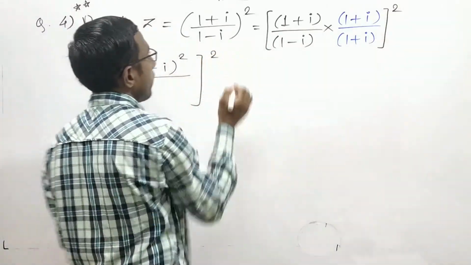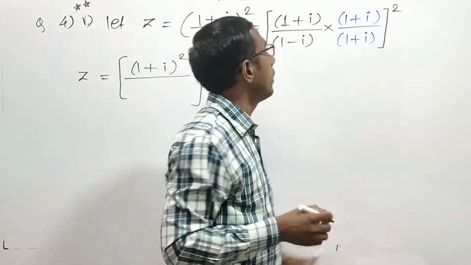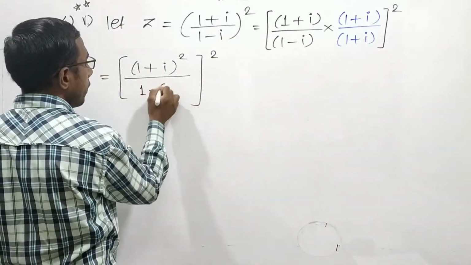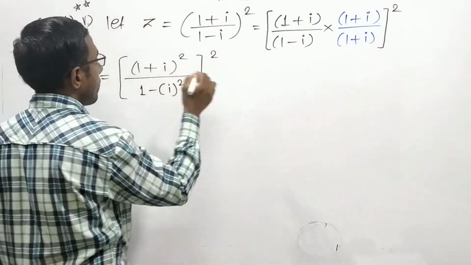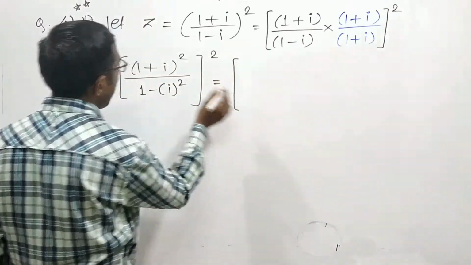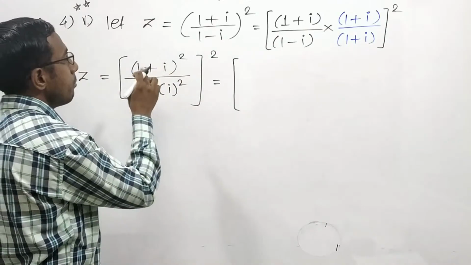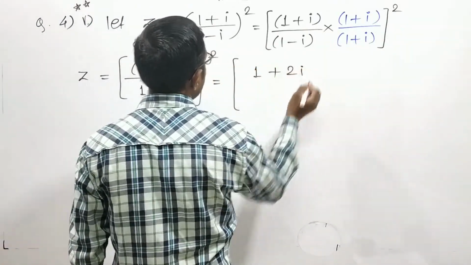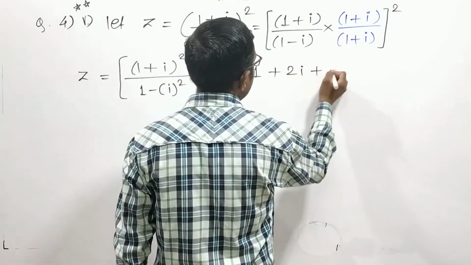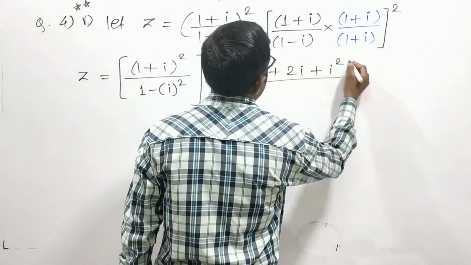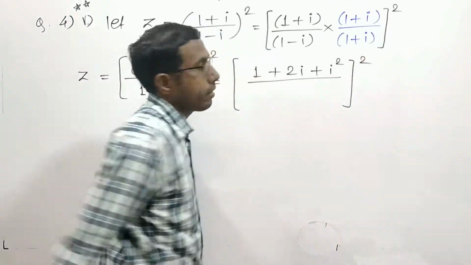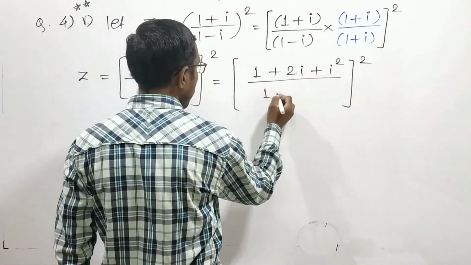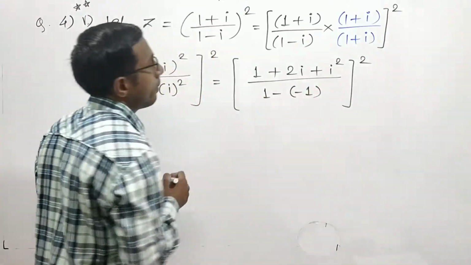One more square is there. Our a plus b, a minus b formula gives a square minus b square. So 1 square is 1, minus i square. Expand with the help of the a plus b bracket square formula: a square is 1, then 2 into i is 2i, again it is i square. One more bracket square is there. You see, i square is minus 1, so it looks like this: 1 minus of minus 1.